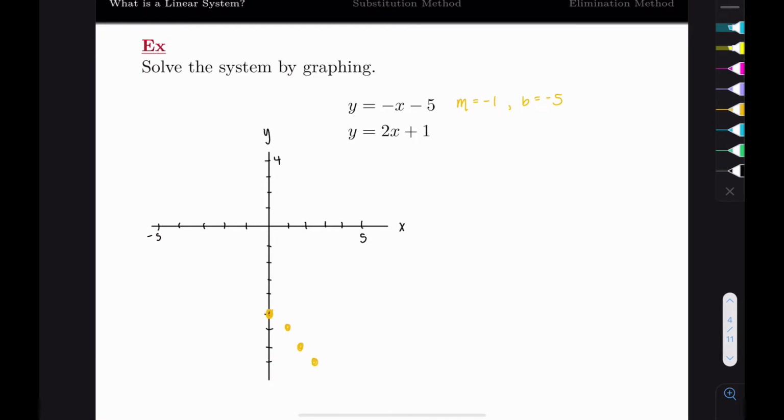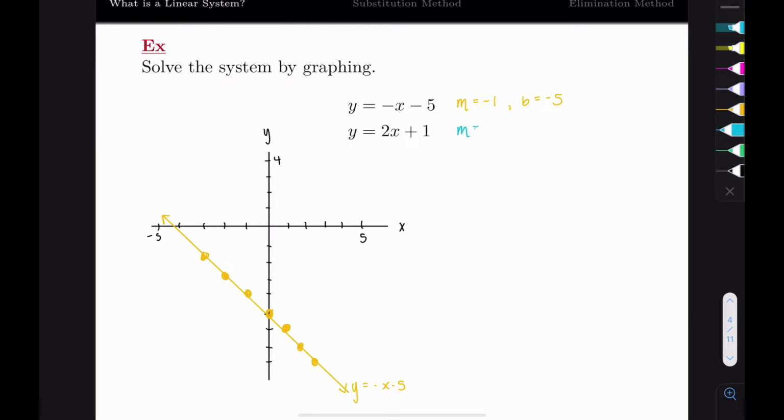Okay. And I really want to find a bunch more, so I'm also going to go the other way. Let's go up 1 to the left, up 1 to the left, up 1 to the left, and that should be sufficient. So you can see, even just by graphing right here, my graph isn't super accurate, which is why this method is not always going to be the best. So that is our first line. This is y equals -x minus 5.